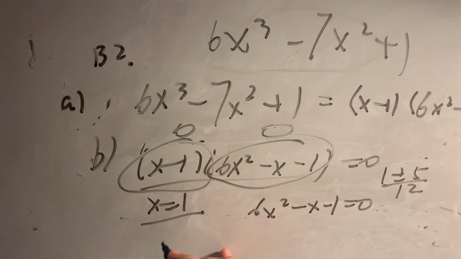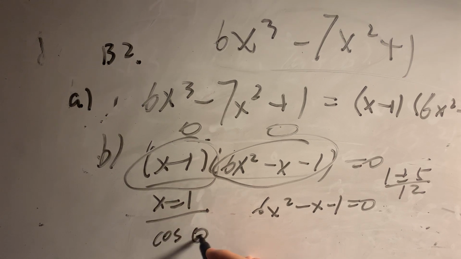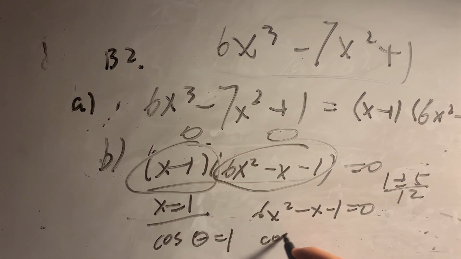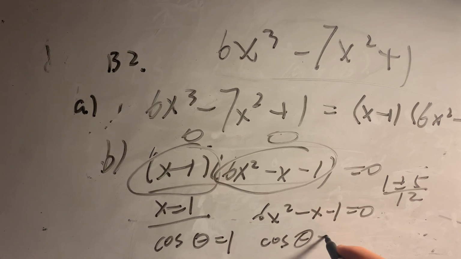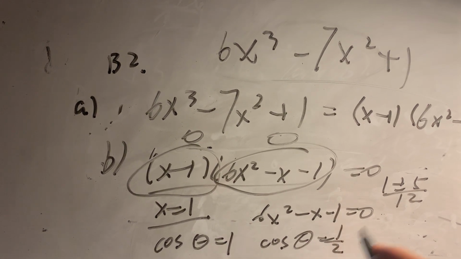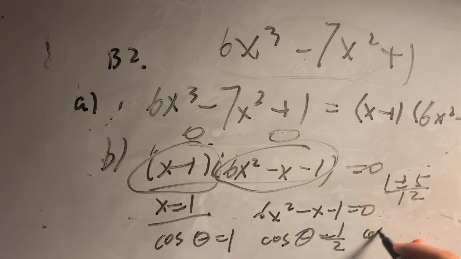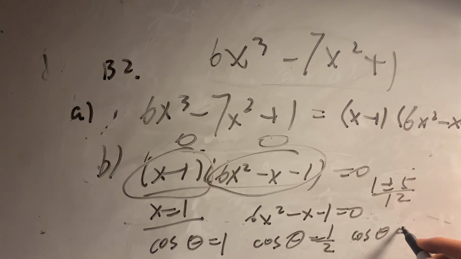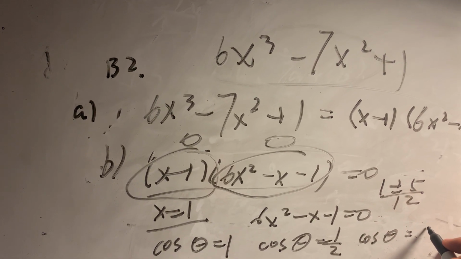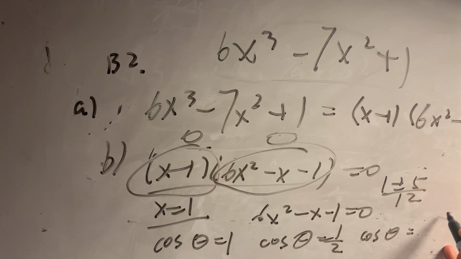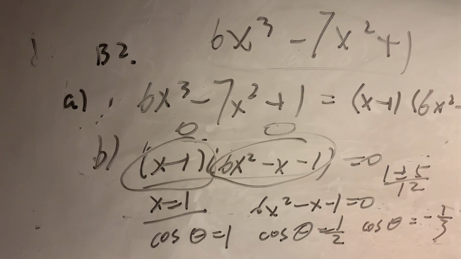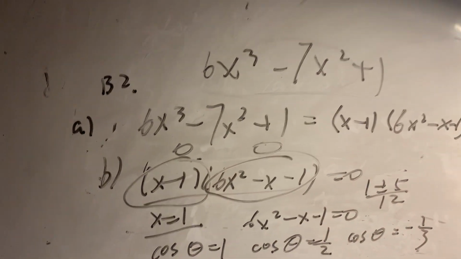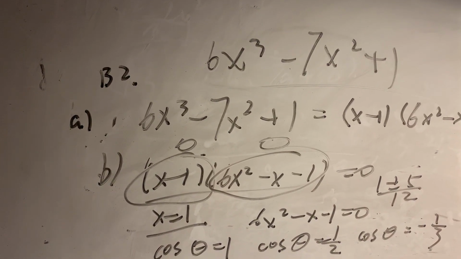Now let's work on them: cos is equal to 1, cos is equal to 1 over 2, and cos is equal to negative 1 divided by 3. Is there a solution for that?